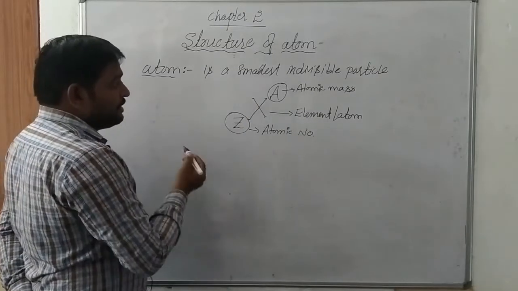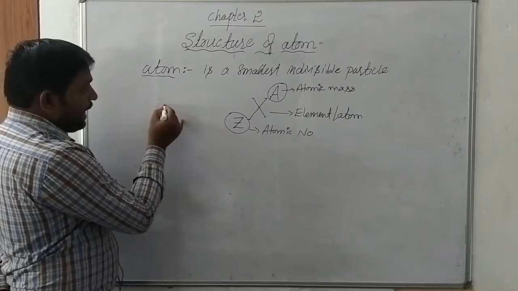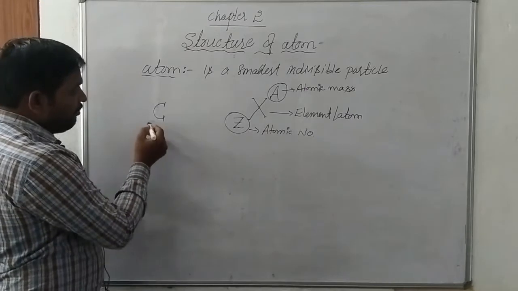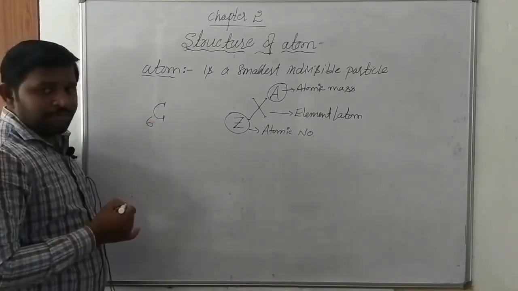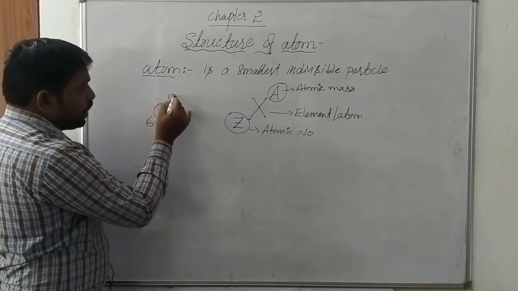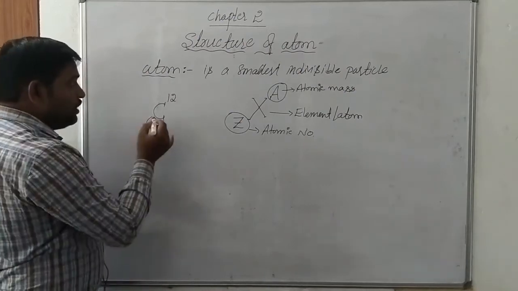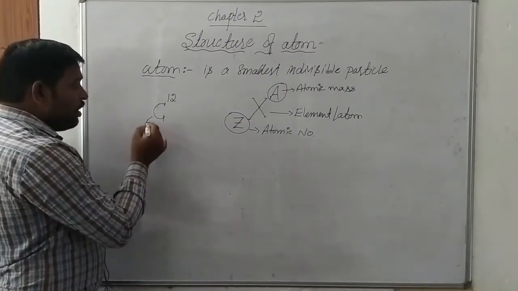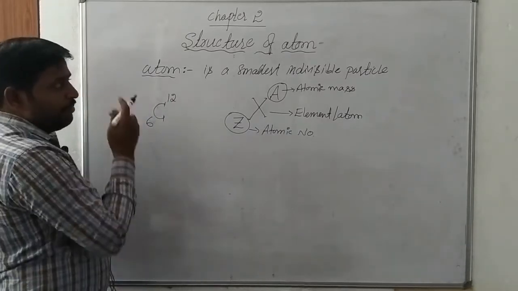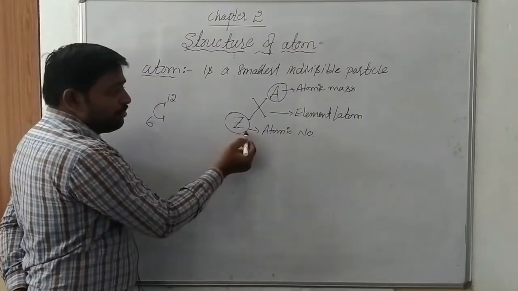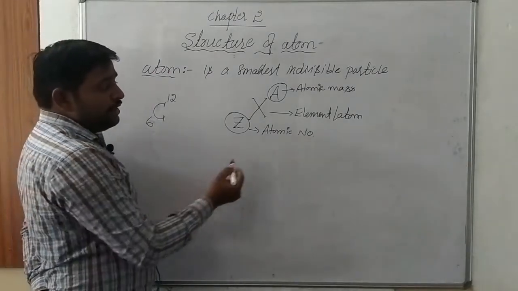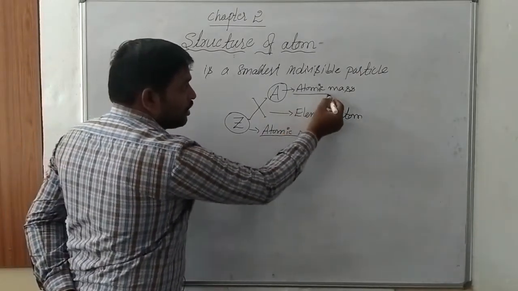Now let us consider one example of such an element or atom: carbon. Carbon has atomic number 6. Here Z is the atomic number and A is the atomic mass. The atomic mass is 12 for the carbon atom. So this element has atomic number 6 and atomic mass 12. Any atom has its own atomic number as well as its atomic mass. Then how do you define the terms atomic number and atomic mass?